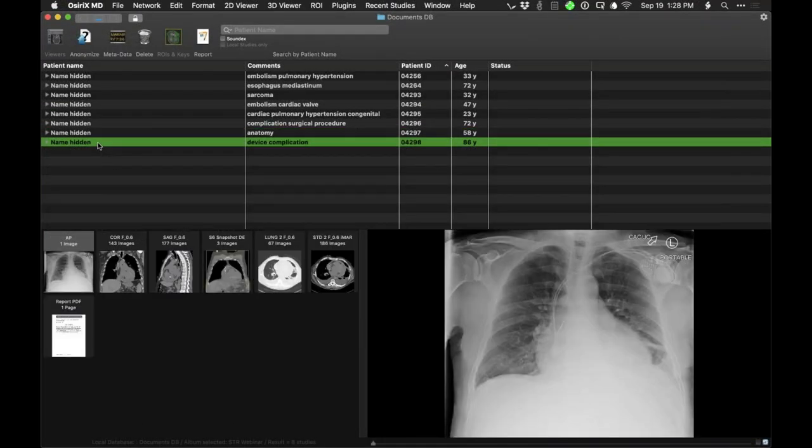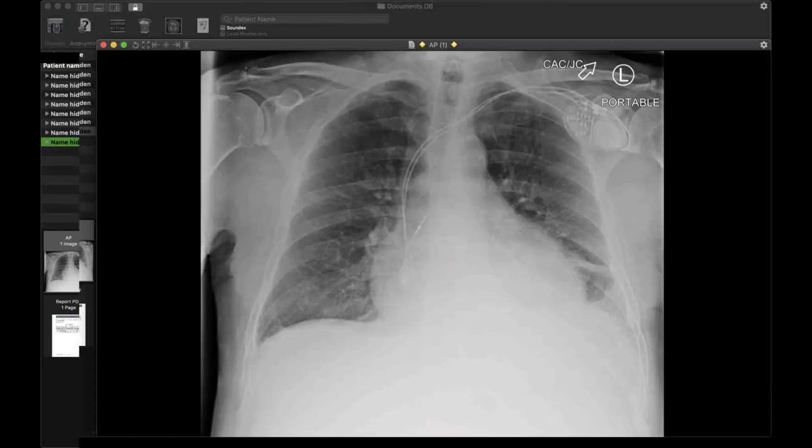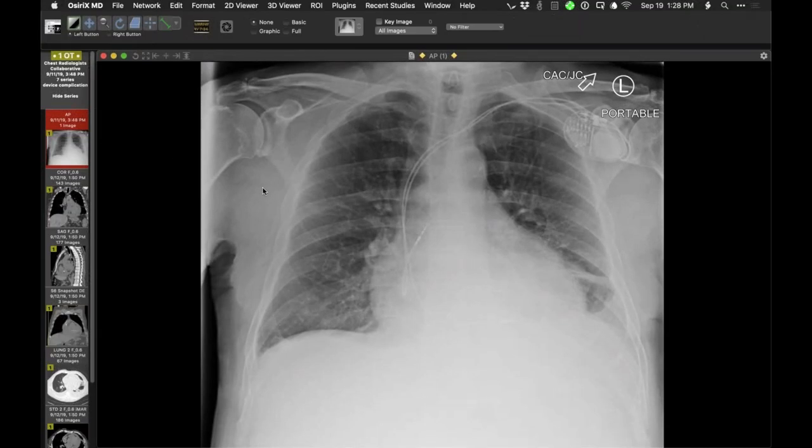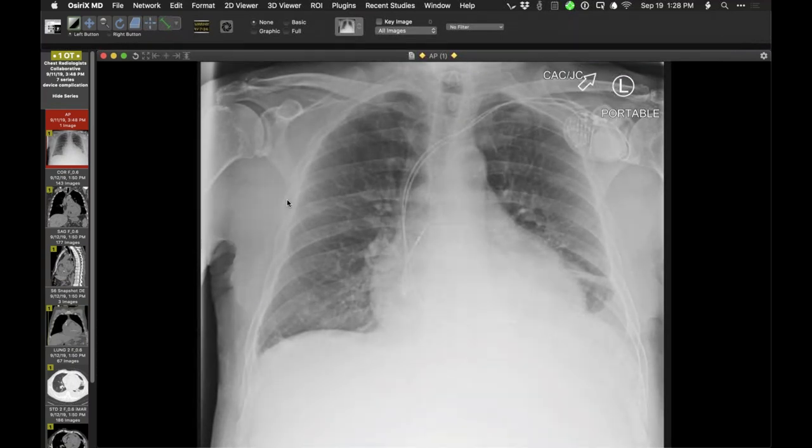All right, here is an interesting case. I'll withhold the history for a moment, but this patient was transferred to our hospital from another institution where he presented with a certain set of symptoms. And as best I can tell, they identified, perhaps by ultrasound, that he has pericardial fluid. So he does have an enlarged cardiac opacity, which turned out to be pericardial fluid.